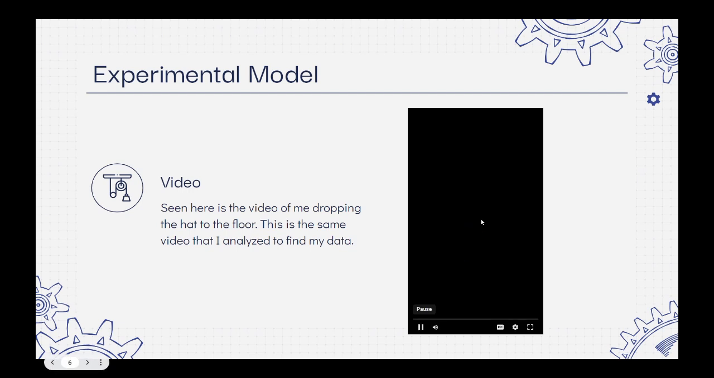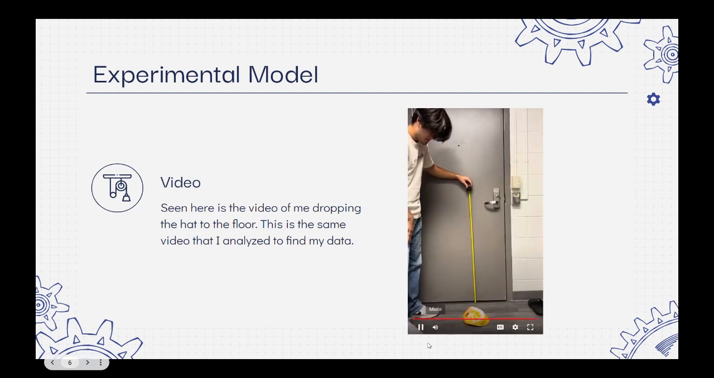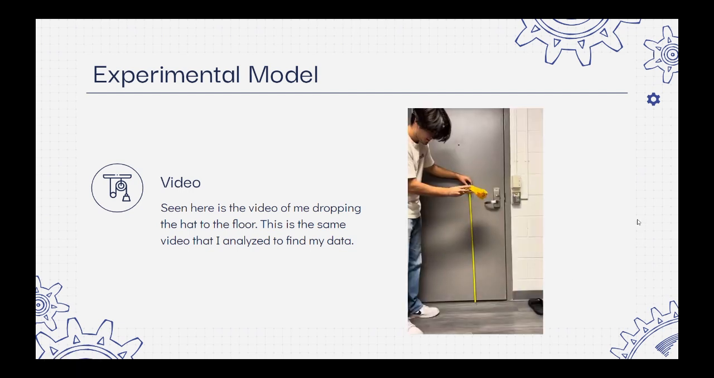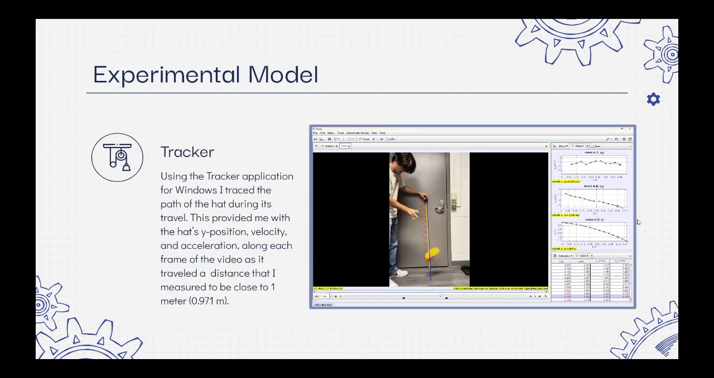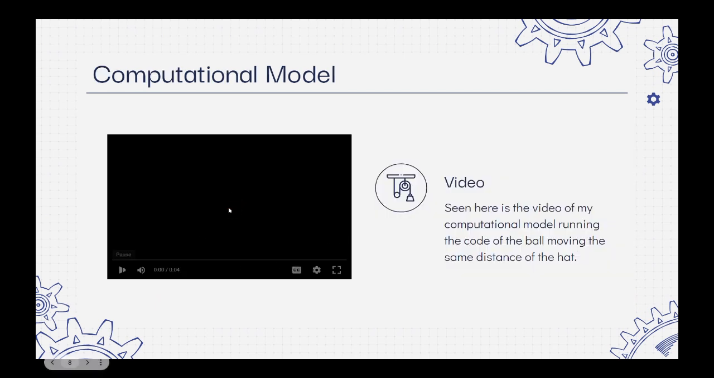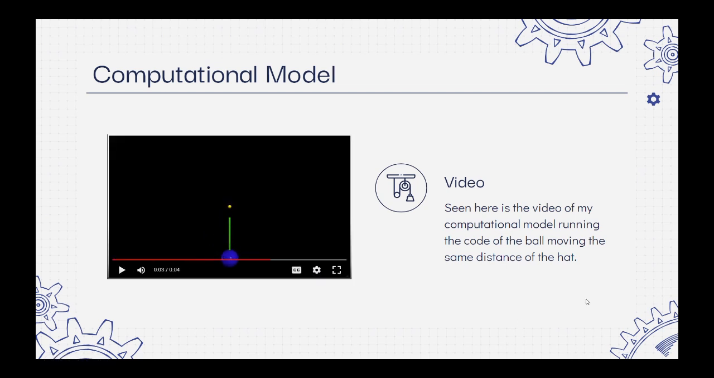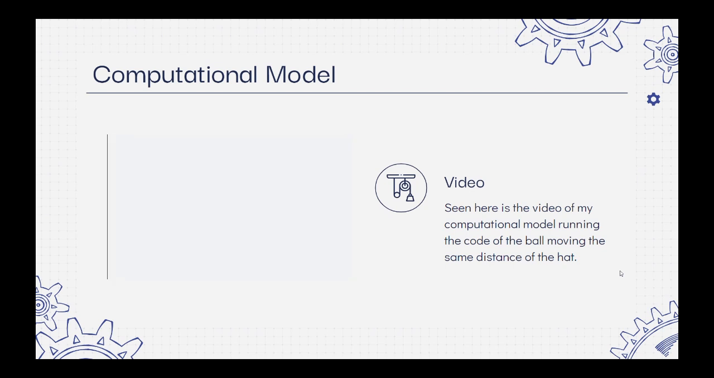So this is my video of me dropping the rat cap. And this is the application. You can see all the little points that I had to put on the rat cap as it fell to the floor. It traveled a distance that was close to 1 meter, 0.971, but I took account. So this is the video of my ball in the computational model.